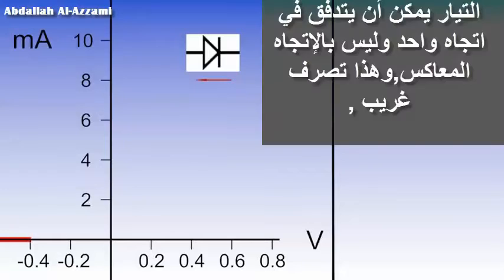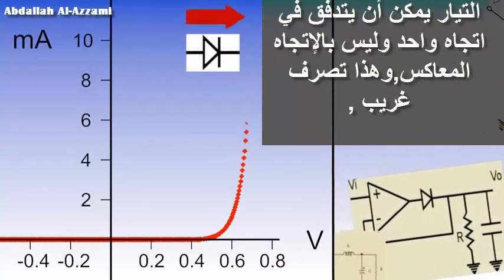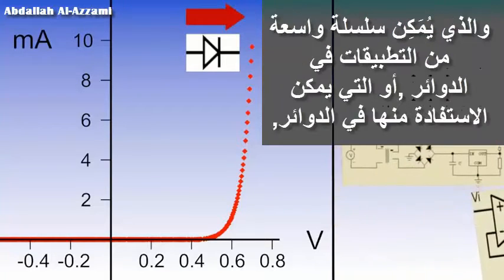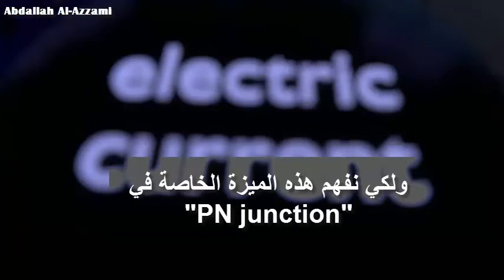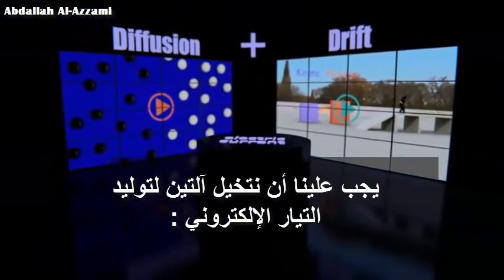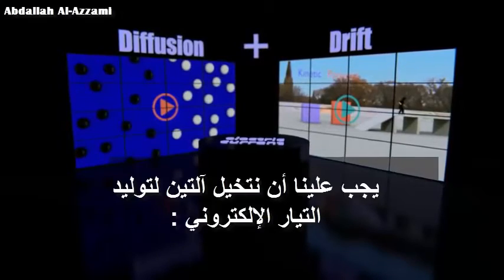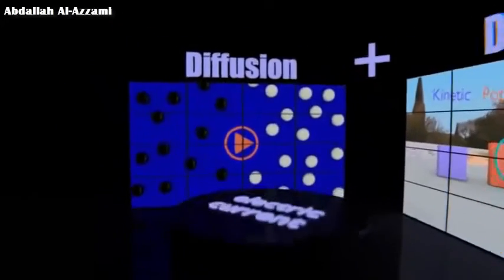The PN junction shows this asymmetric behavior. The current can flow in one direction, but not in the other. This is a peculiar behavior which enables a wide spectrum of applications in circuits. To understand this particular feature of the PN junction, we must consider 2 mechanisms that create an electric current: the diffusion mechanism and the drift mechanism.